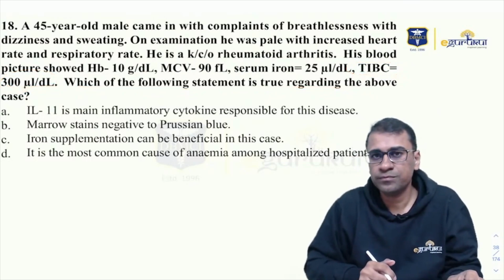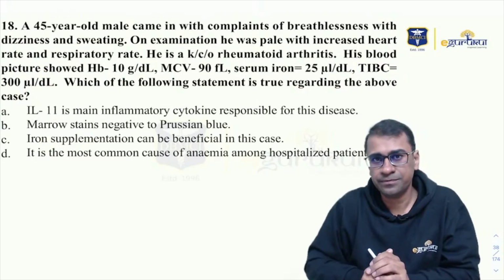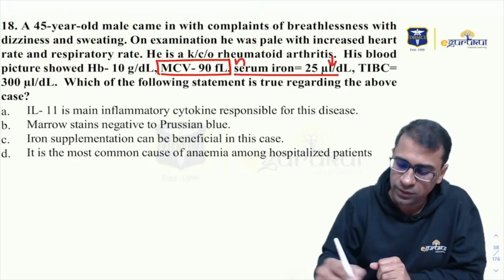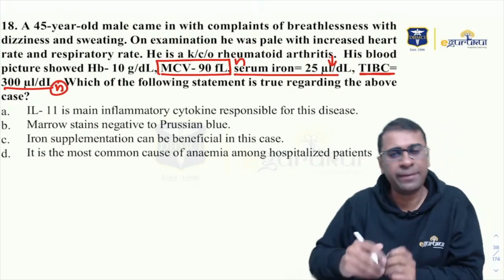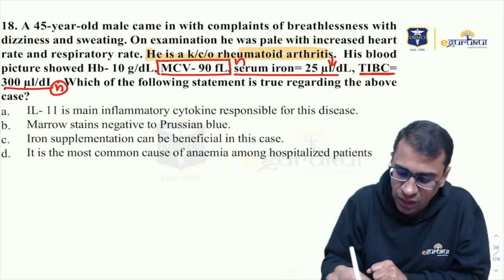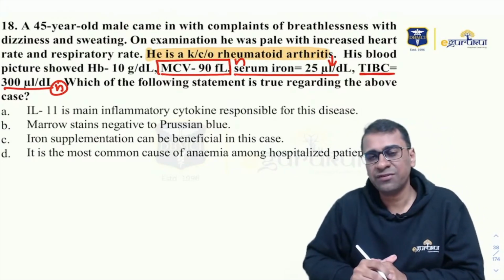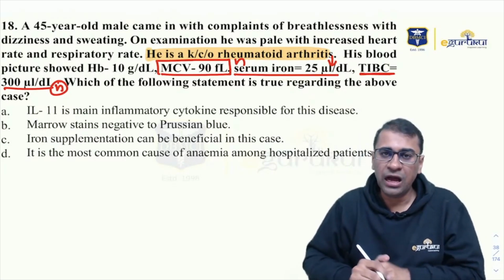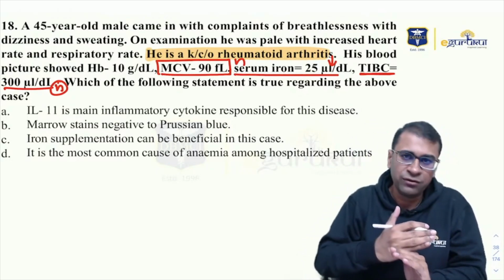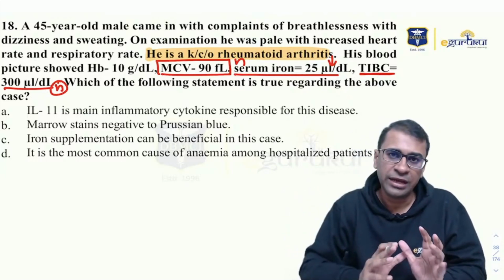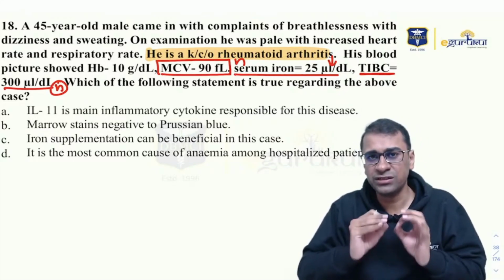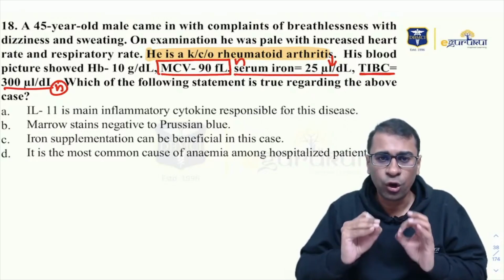What is your DD? First of all, look at the findings. MCV is normal. Serum iron is low. TIBC, I'll say is normal only because normal TIBC is 300. Now, this is a known case of arthritis, and he has anemia. A patient who has a chronic infection going on and has anemia. Often what does it talk about? It talks about normocytic normochromic RBCs in a case of chronic infection. What is it? It's a case of anemia of chronic disease.